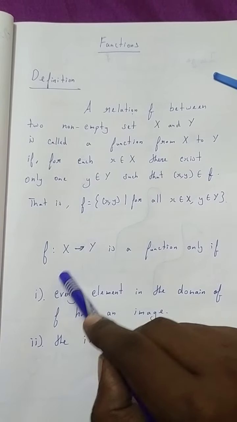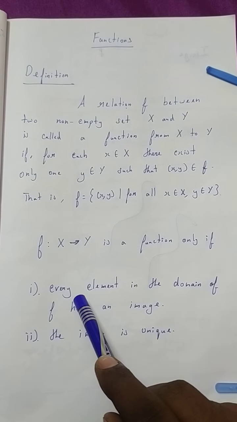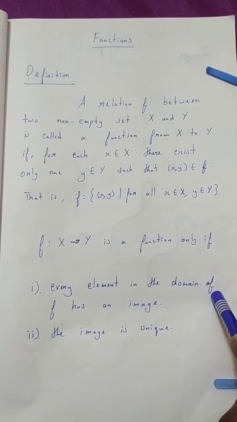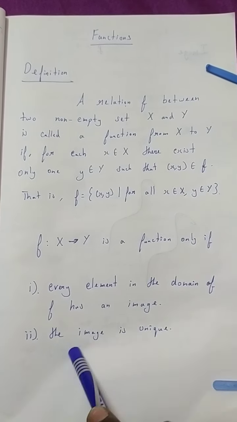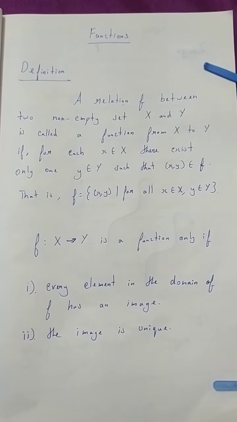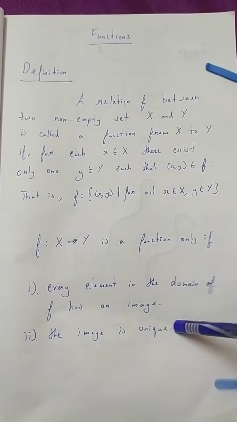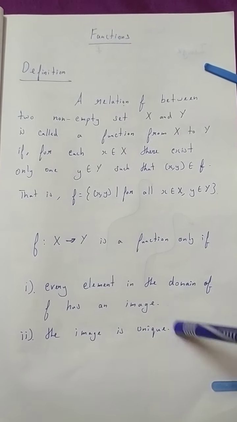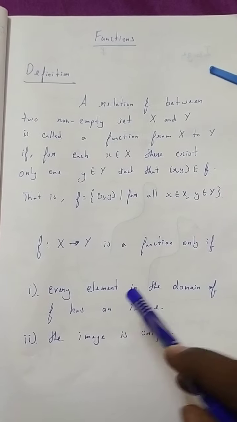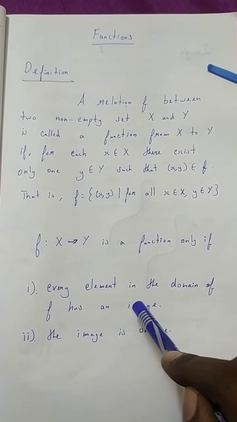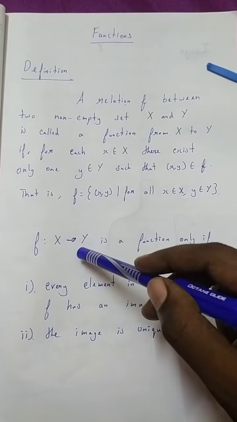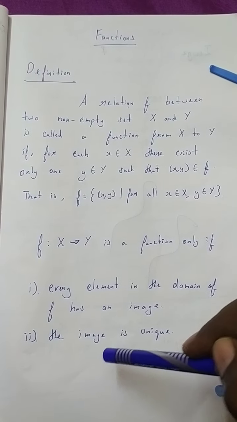It is a function only if every element in the domain of f has an image, and the image is unique. So these two lines are very important. This is a condition for a function. Every element in the domain. What is called the domain? The set of all the first elements is called the domain.